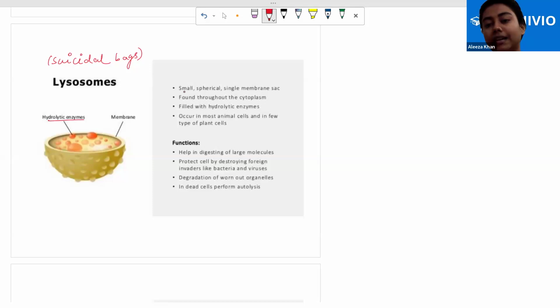So what could be their structure? Small spherical and single membrane sacs. Single membrane meaning having only one membrane outside them. You will find them throughout the cytoplasm, containing the hydrolytic enzymes or the digestive enzymes. And you will find them in both animal cells and plant cells. This is the reason they are known as the suicidal bags, because they help in digesting large molecules and protect the cell by destroying foreign invaders like bacteria and viruses.